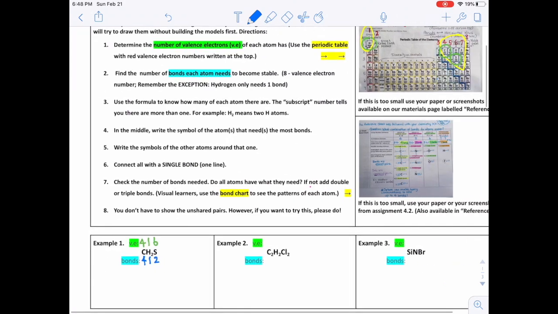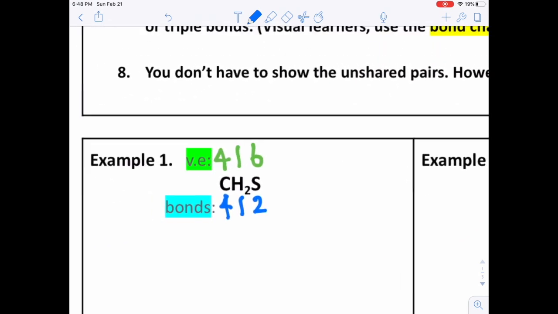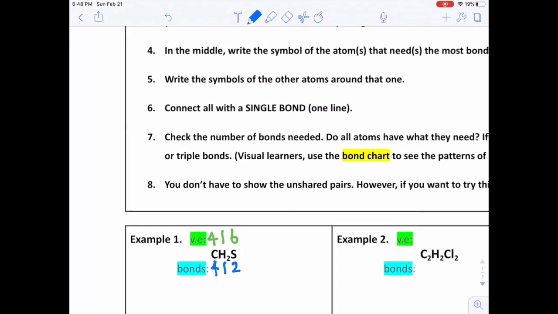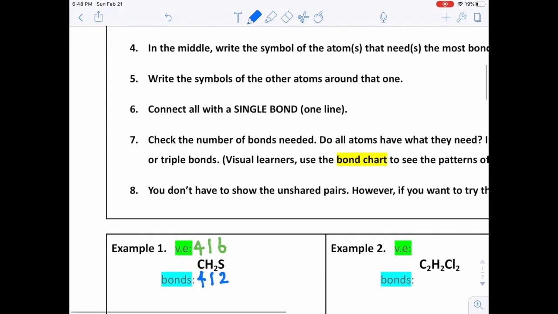So the next step, step 3, use the formula to know how many of each atom there are. The subscript number tells you there are more than one. For example, H2 means 2 H atoms. So in my formula, there is a 2 after the H, so that means 2 H. And that little number always goes with the letter that comes before. So in this case, it's 2 H's, not 2 S. So I have 1 carbon, 2 H's, and an S to work with.